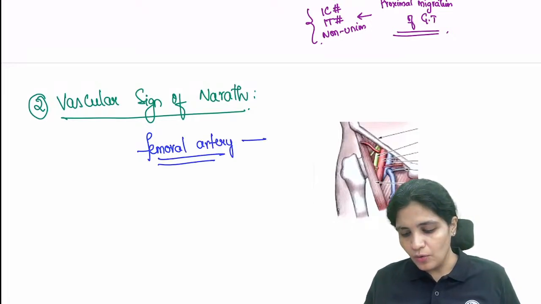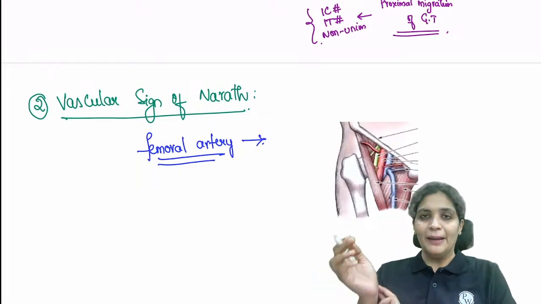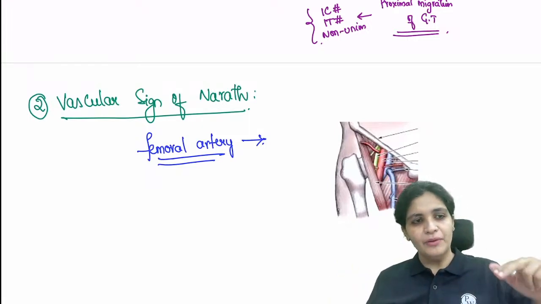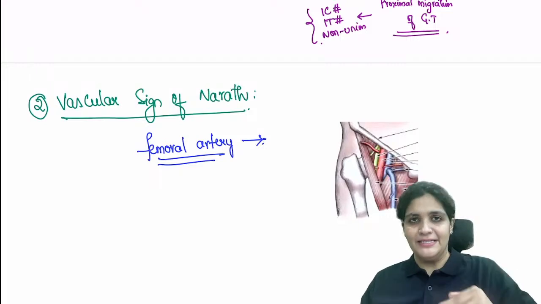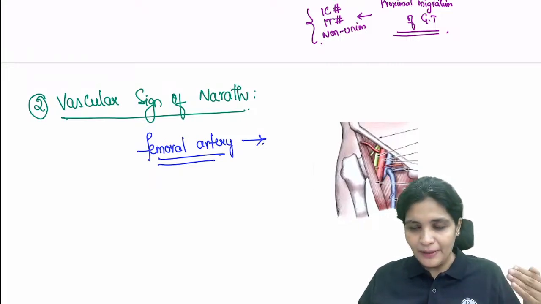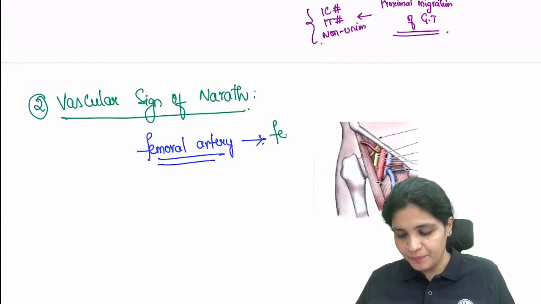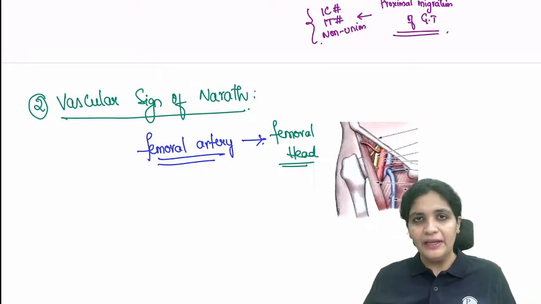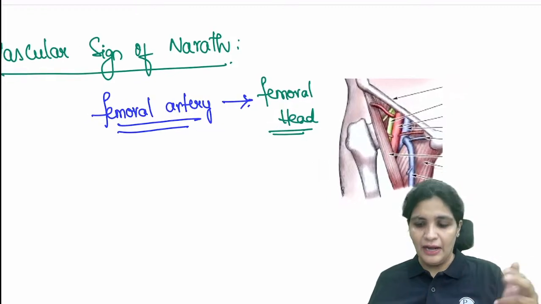As you all know, how do we examine a radial artery or a femoral artery? The radial artery, usually we palpate here, pressing it against the distal radius. Similarly, whenever we press an artery against a bony surface, we feel for the pulsations, right? So here the bony surface against which we are pressing the artery is the femoral head. The femoral head is the one where we actually feel the pulsations of your femoral artery.